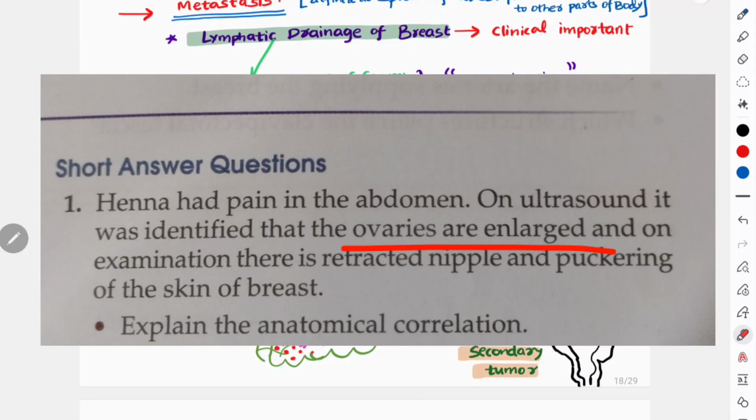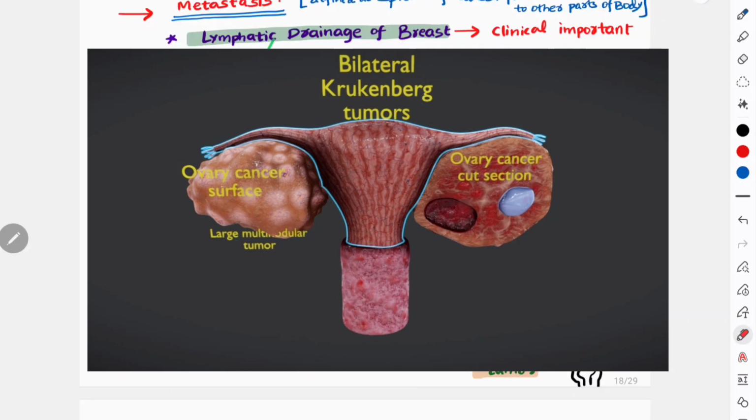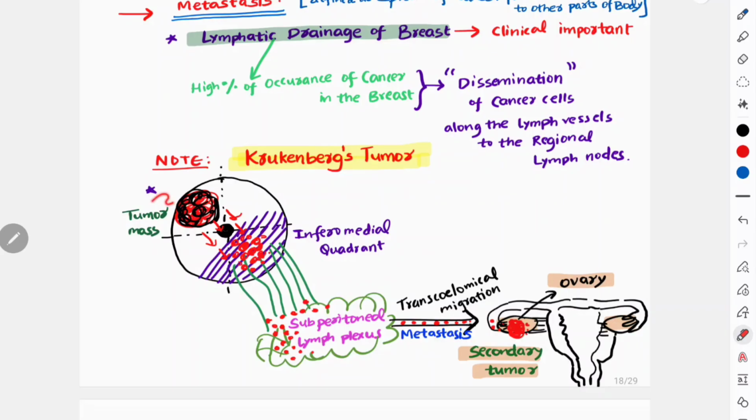secondary tumor at the ovary. So what is that? It's a Krukenberg tumor. It will metastasize to the ovary. Here you can see in this illustration the tumor mass. This is the tumor mass. This tumor mass is migrating. See, it is metastasizing to the inferior medial quadrant. See, this is the medial quadrant.